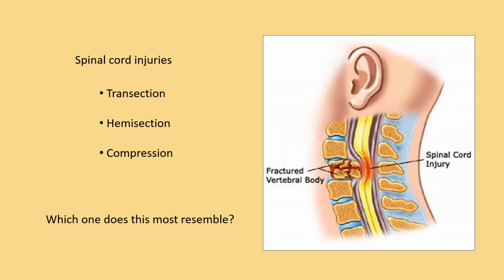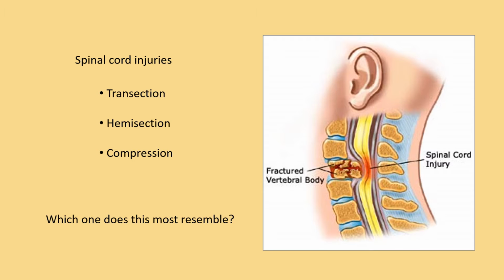Spinal cord injuries are devastating, life-threatening, as you're probably familiar with. There are 3 basic types of spinal cord injuries: a transection, a hemisection, and a compression. Trans means across. So in a spinal cord transection, the entire cord is sliced or broken. And the slicing usually occurs from a piece of bone that severs the spinal cord completely.